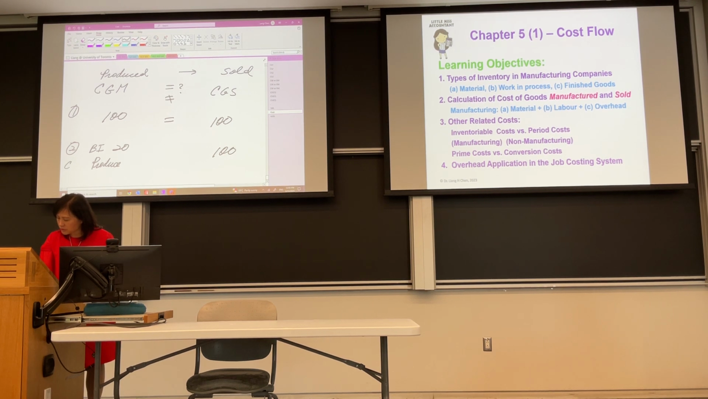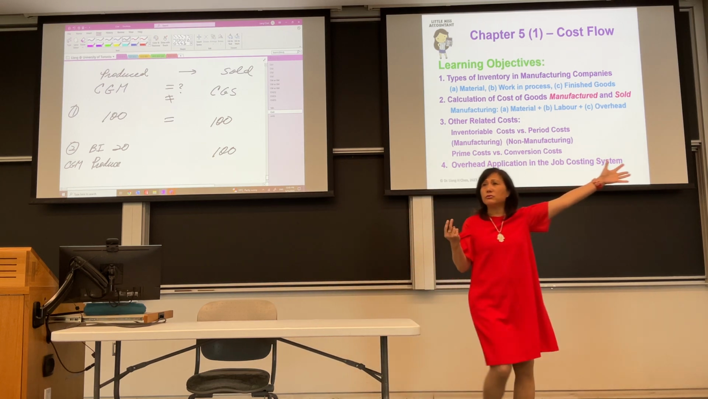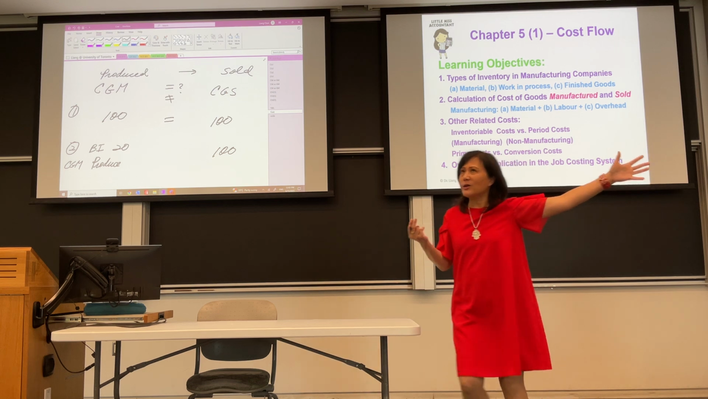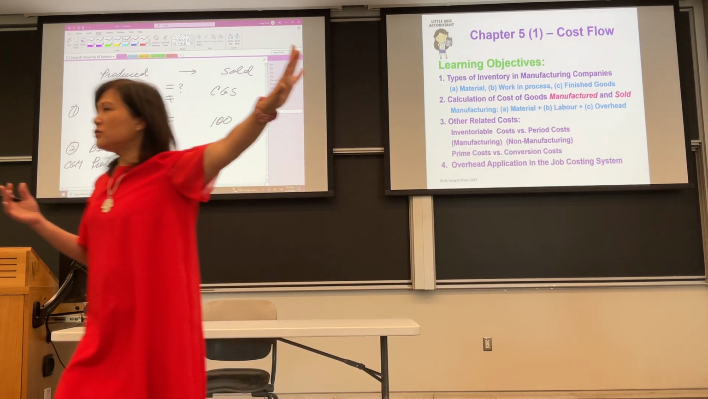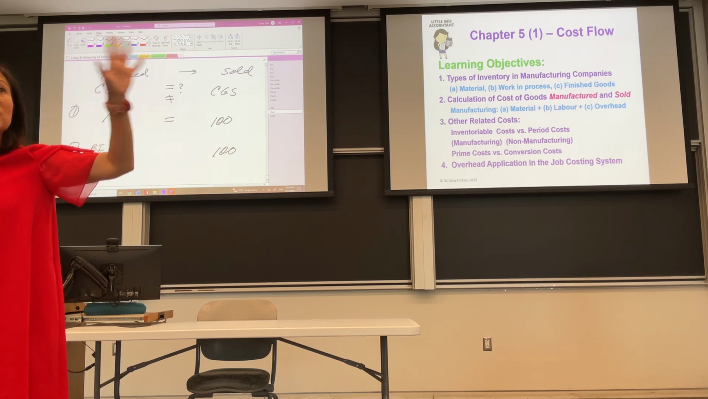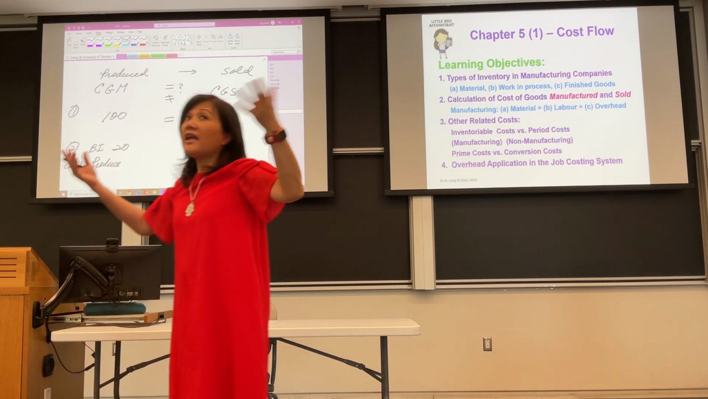This is called cost of goods manufactured. How many do I need to produce? I already have 20. I want to sell 100. Do I need to make 100? Hello, are you listening? I want to sell 100 units, but I already have 20 units. Do I need to make 100 units? No, I need to make 80.